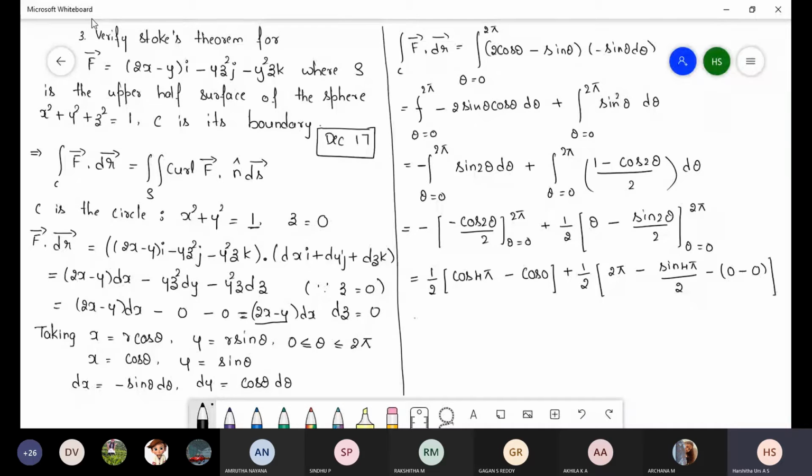So here 1 by 2, cos 4 pi value is 1, minus cos 0 is also 1. Again 1 by 2 into 2 pi, sin 4 pi is 0. So here the first term becomes 0. Second term 1 by 2 into 2 pi. So here we get the answer is pi. This is the LHS side.